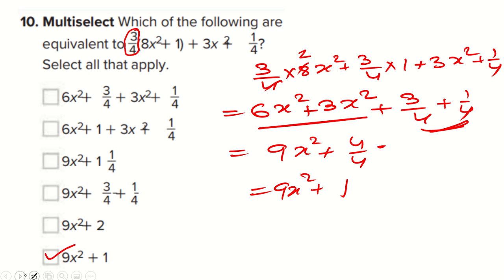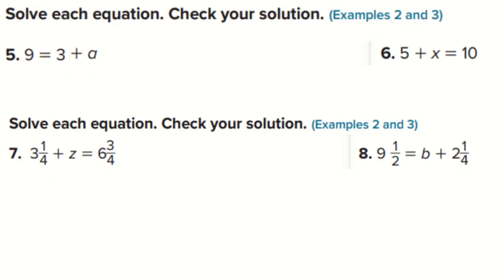So this option is matching with this. And another one, I think this also, yes, 9x square plus 3 over 4 plus 1 over 4. I got it here. Okay. Another, do we have another one? No, this is not correct. 6x square plus 1 plus 3x square plus 1 over 4. No. Then 6x square plus 3 over 4. 6x square plus 3 over 4 plus 3x. This also correct. Okay.